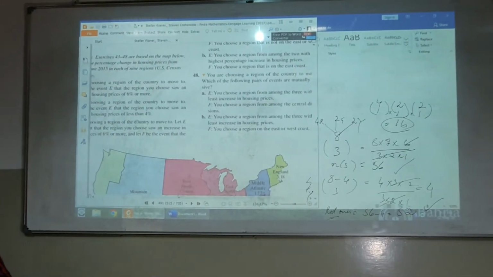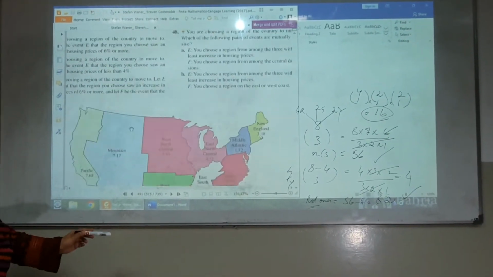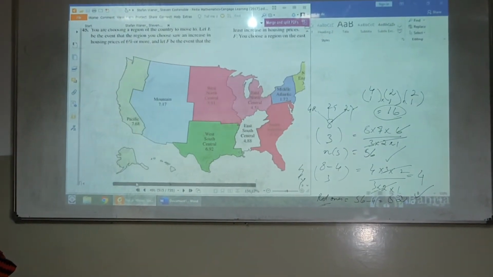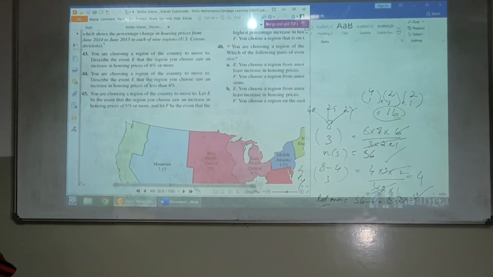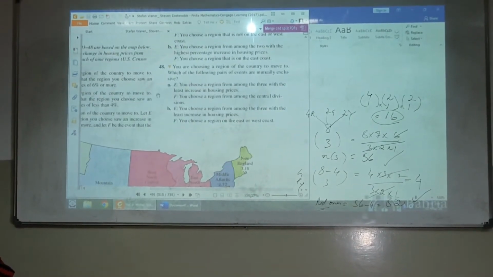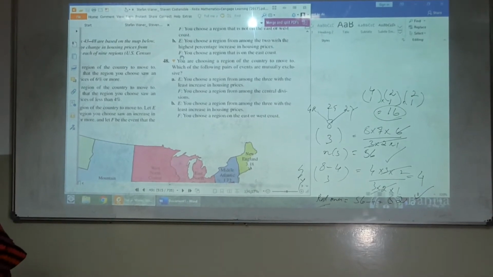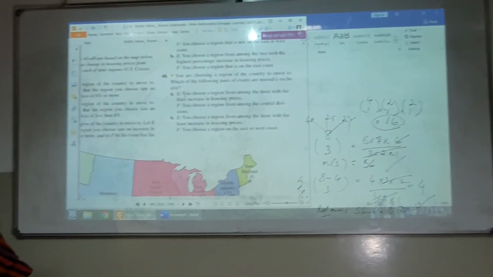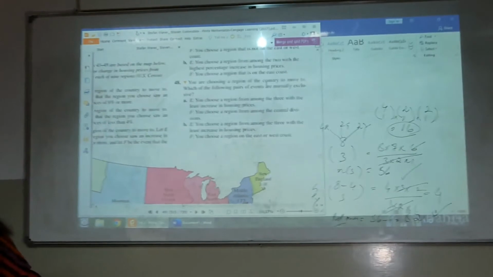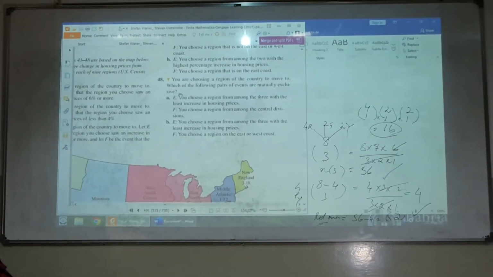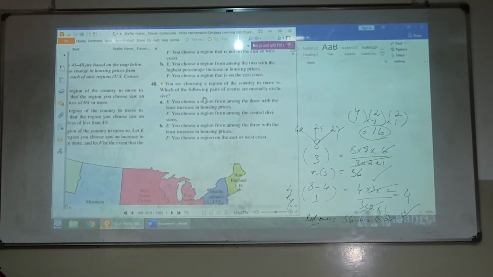Okay, so now these are the housing prices in percentages, and what are they asking? I'm just going to be doing one part, and then you can look at the other parts. Let me do the last part, where they put a yellow arrow. This is perhaps more advanced than the others. It says that you are choosing a region of the country to move to. So you're going to be relocating to that place. In which of the following pairs of events are mutually exclusive?